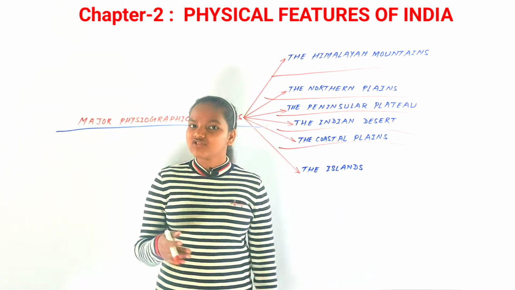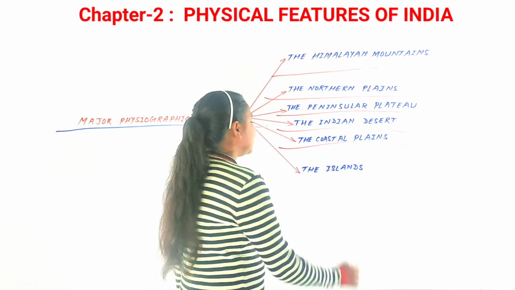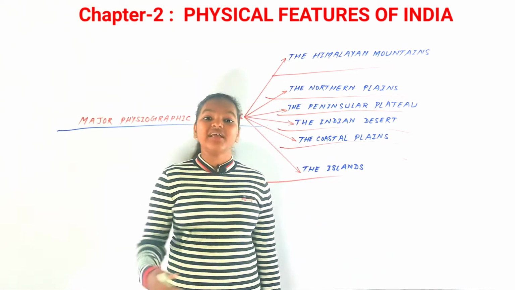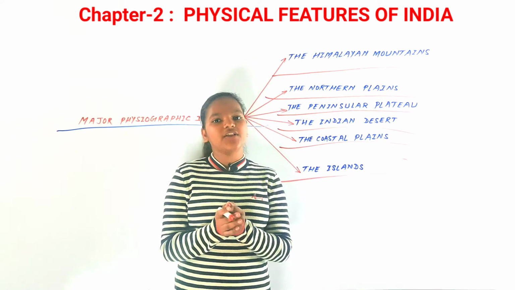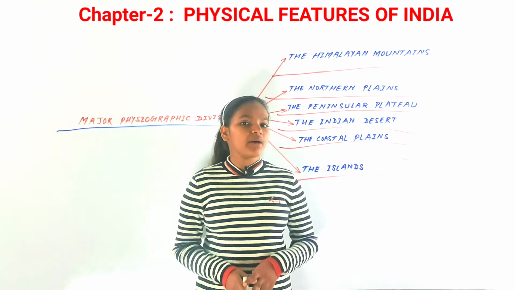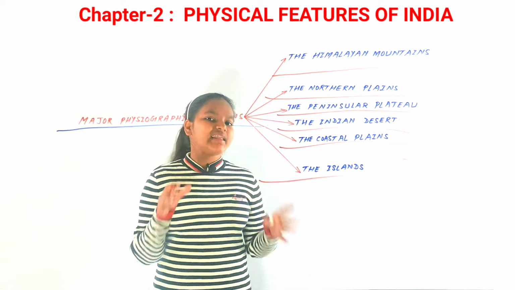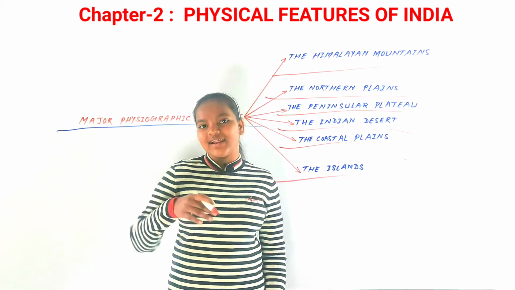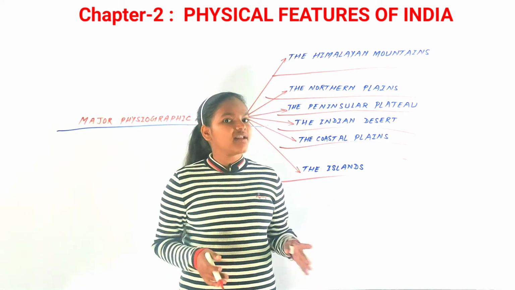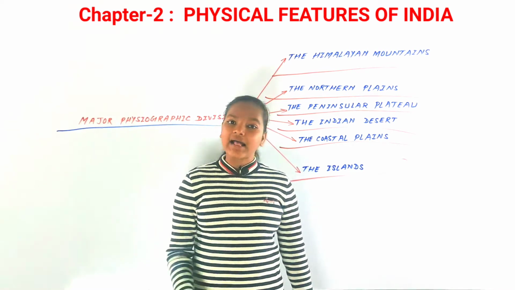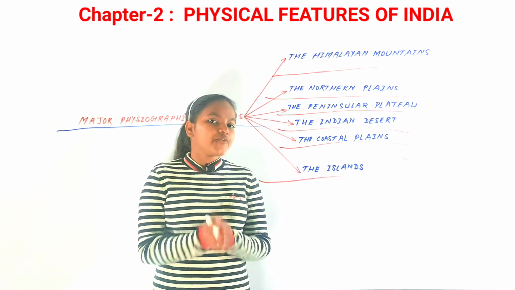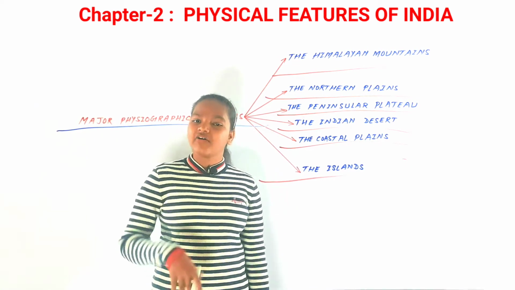Now the next and last subtopic of this chapter is the islands. The islands are one of the major physiographic divisions of our country. We have seen the physiographic divisions of the mainland, but India also has two groups of islands: the Lakshadweep Islands in the Arabian Sea and the Andaman and Nicobar Islands in the Bay of Bengal. First is the Lakshadweep Islands in the Arabian Sea.